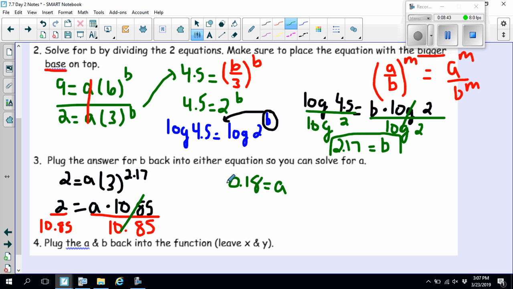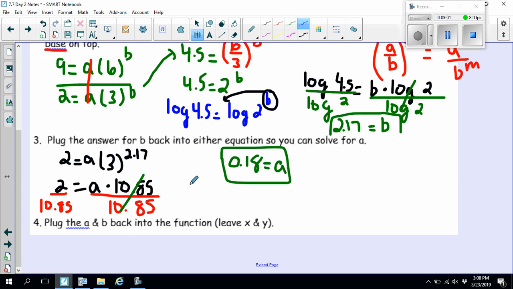Now, once you have found your a and b value, you're not quite done, because our final idea is that we want to write an equation, in this case, a power function. So our last step is to plug both a and b back into the function, and then we leave x and y as they are. So our final answer here is y equals 0.18 times x to the 2.17 power. Please don't forget this step, because that's the whole idea of what we're doing here.